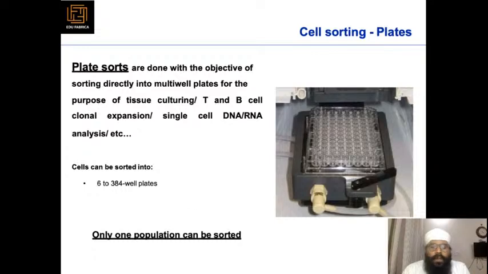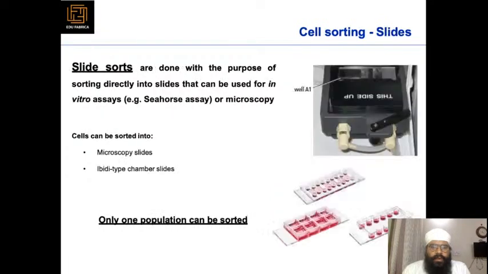You can also sort them into 36 to 384 well plates, to check tissue culture, clonal expansion, single cell DNA and RNA analysis. So all things are possible.